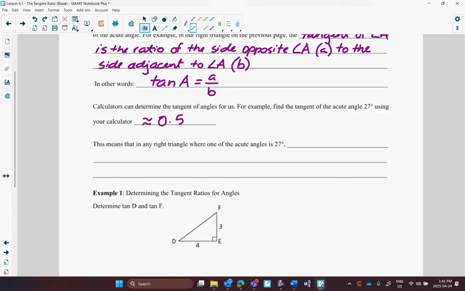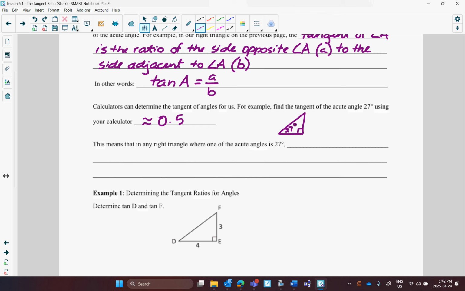What that means is that in any right triangle where one of the angles is 27 degrees, so if we have something that looks like this, the side opposite, because remember tan is opposite over adjacent, the side opposite divided by the side adjacent must always work out to 0.5.